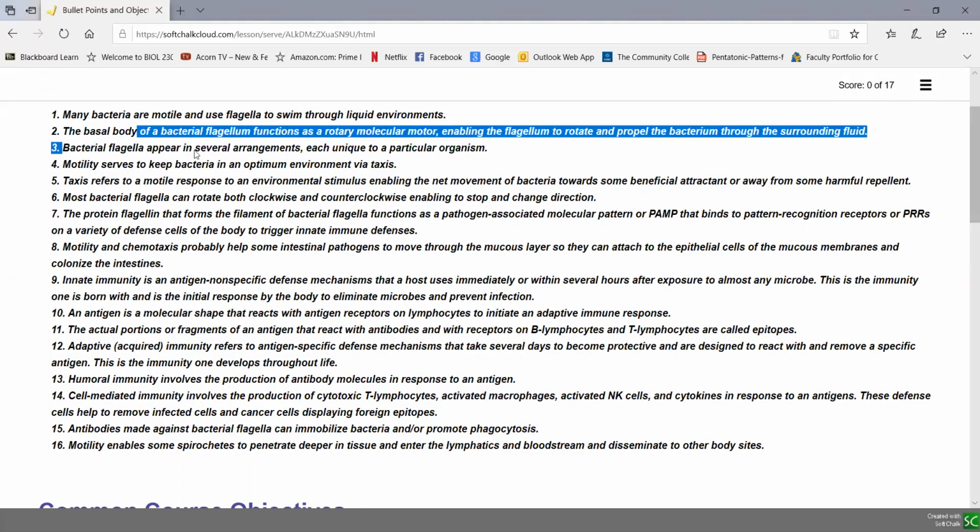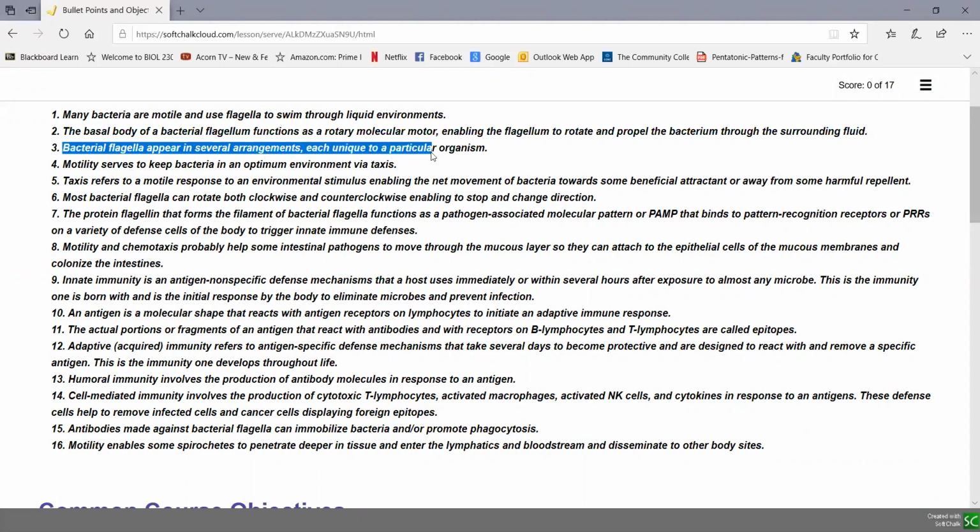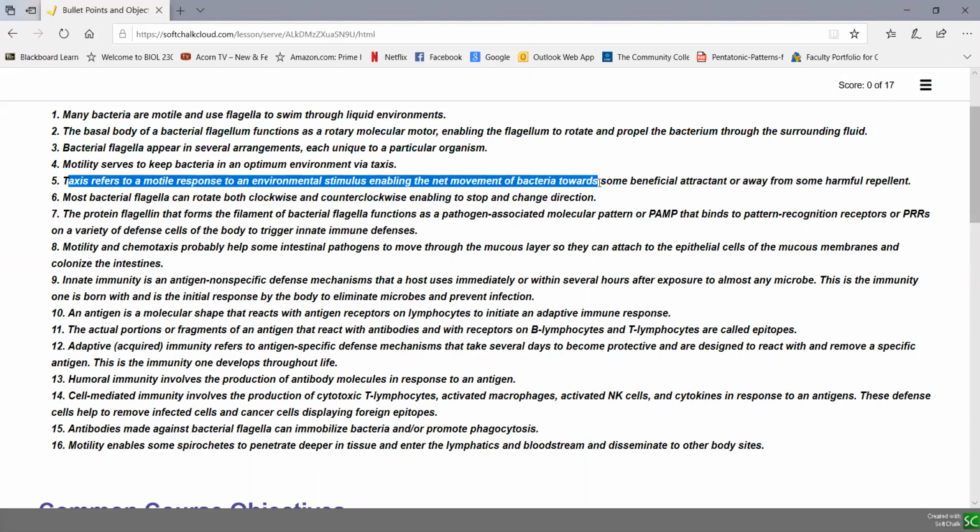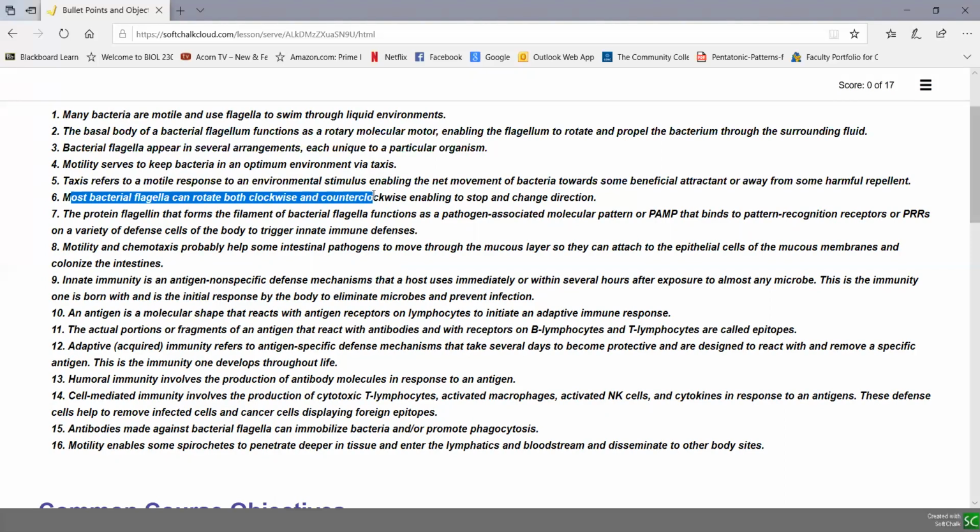Bacterial flagella appear in several arrangements, each unique to a particular organism. Motility serves to keep bacteria in an optimum environment via taxis. Taxis refers to a motile response to an environmental stimulus, enabling the net movement of bacteria towards some beneficial attractant or away from some harmful repellent. Most bacterial flagella can rotate both clockwise and counterclockwise, enabling them to stop and change direction.